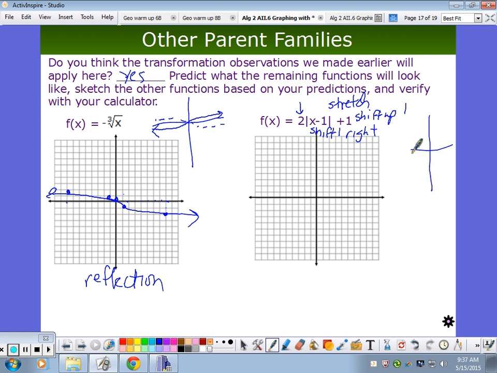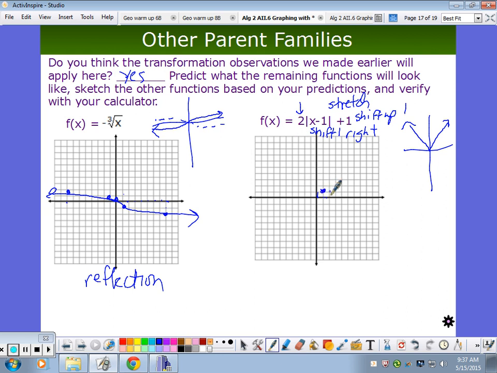Let's remember what our parent function looks like. It looks like this, right? So when I'm at my 0, I have to shift it right 1, and then I have to shift it up 1. So I guess I'm here. So once I know where I'm starting, I'm kind of okay. I'm just going to work now with this 2.